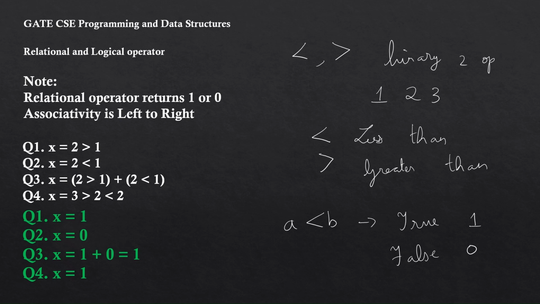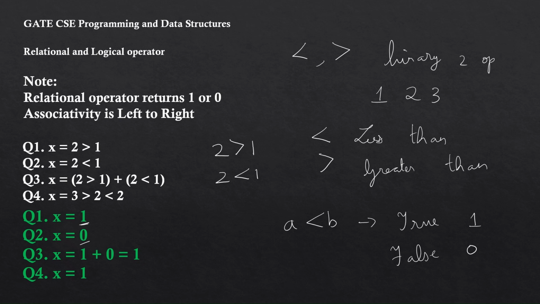So let's look at now the questions. The first question, 2 greater than 1. So this is true. That is why it is returning 1. 2 less than 1, which is false. That is why it is returning 0. Now let's look at this question.